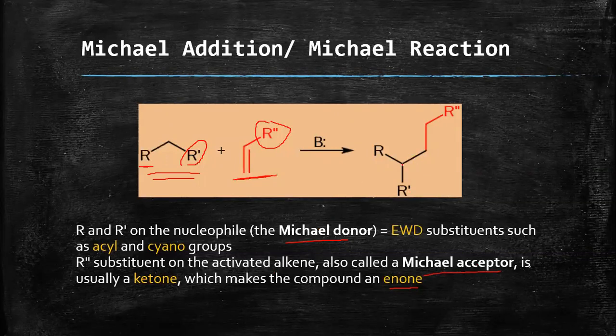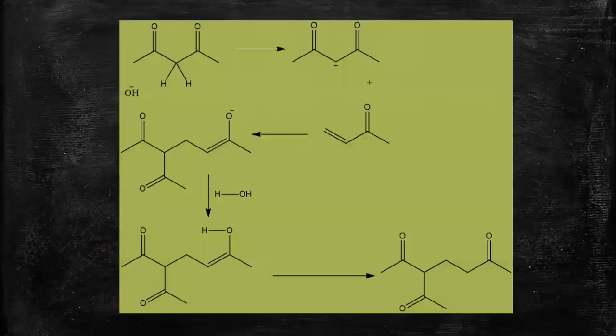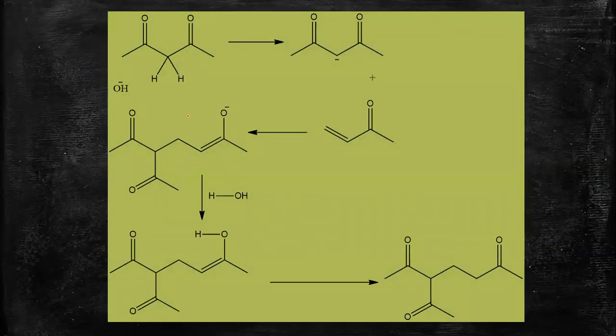And the resultant would be a 1,4 addition. If we consider the position 1, then 2, 3, and 4 with respect to the carbonyl group present here. So this is the 1,4 addition, while aldol is basically a 1,2 addition. So let's have one example here.